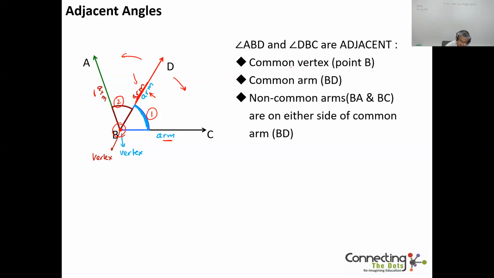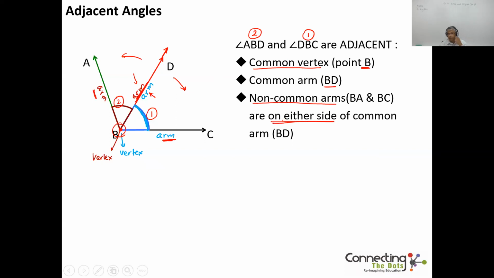So what are they? First, there should be a common vertex. So in this case, the point B. There should be a common arm BD, which is this side. The BD is common to both 1 and 2. So ABD is 2 and this is 1, right? So they have a common arm. And non-common arms, which is this and this, should be on either side.